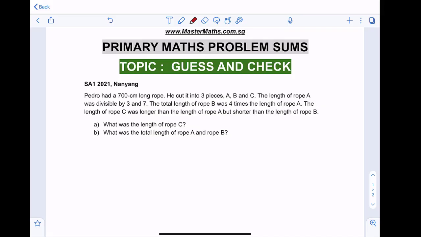Pedro had a 700 cm long rope. He cut it into 3 pieces, A, B, and C. The length of rope A was divisible by 3 and 7. The total length of rope B was 4 times the length of rope A.